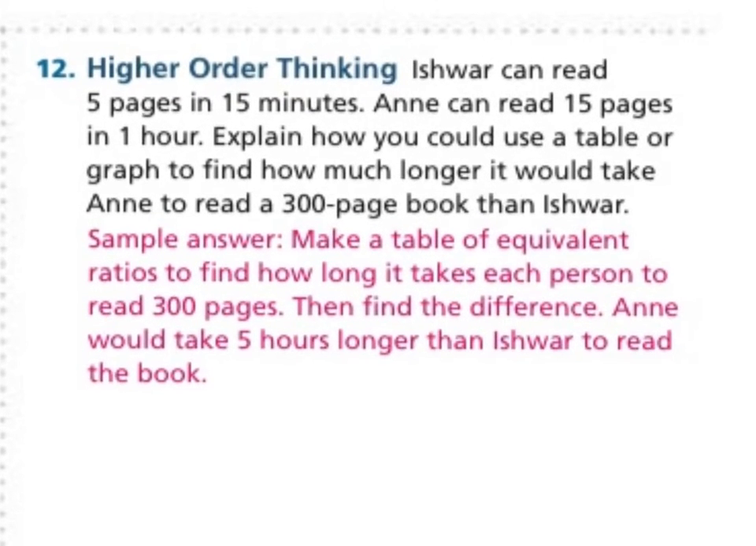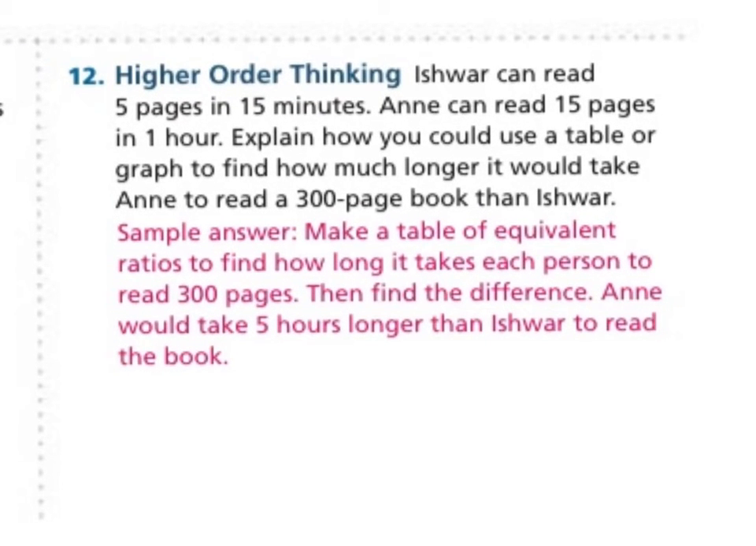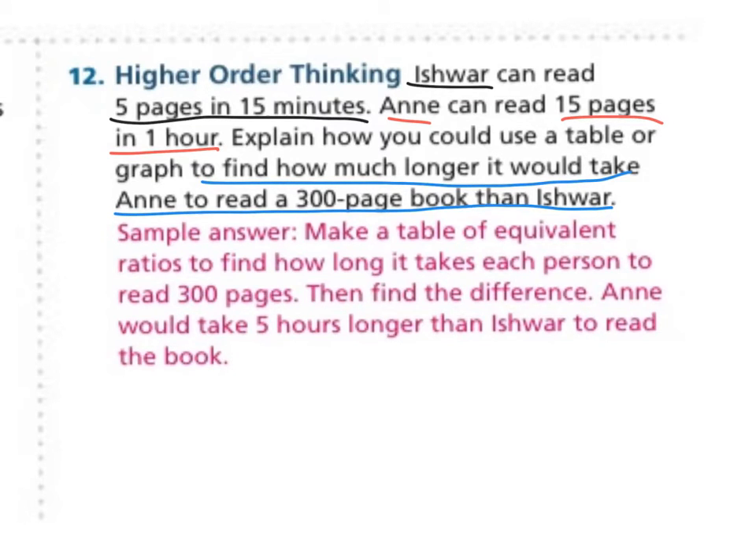Number 12, Ishwar can read 5 pages in 15 minutes. Anne can read 15 pages in 1 hour. Explain how you could use a table or graph to find how much longer it would take Anne to read a 300-page book than Ishwar. So the book just said we could make a table of equivalent ratios to find how long it takes them to read 300 pages and then find the difference. And Anne would take 5 hours longer than Ishwar to read the book.